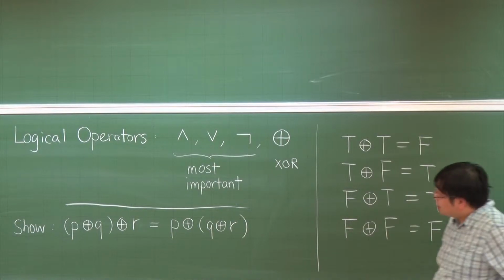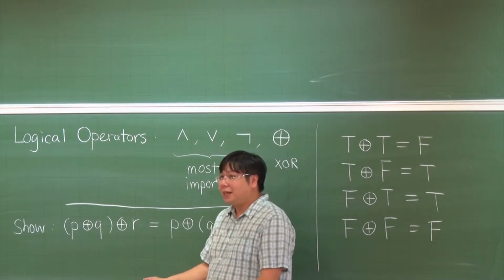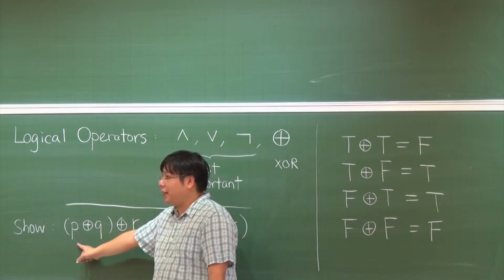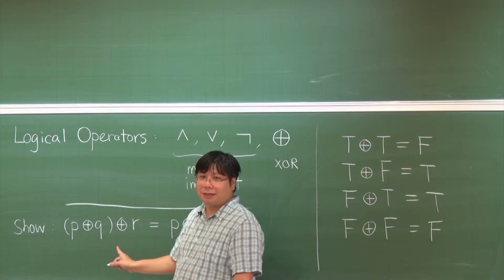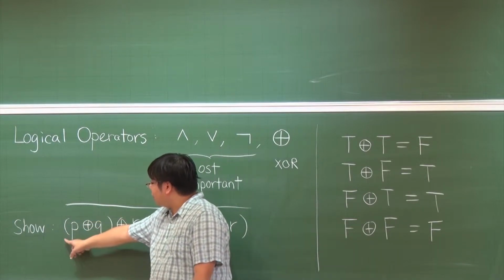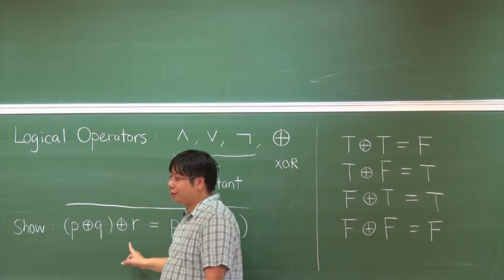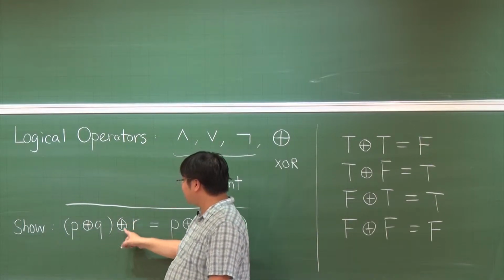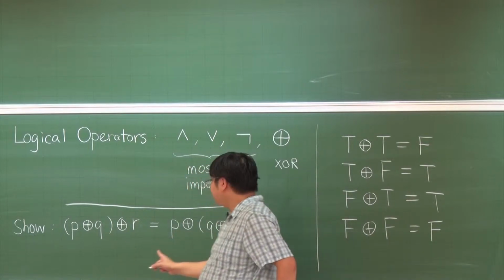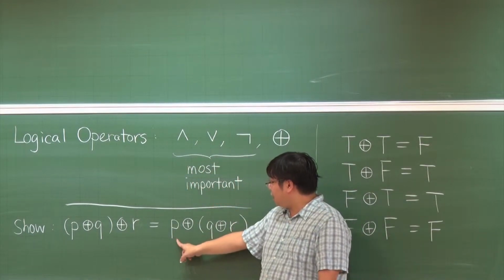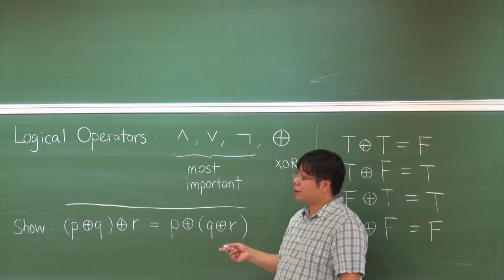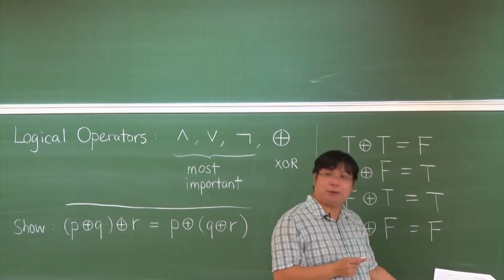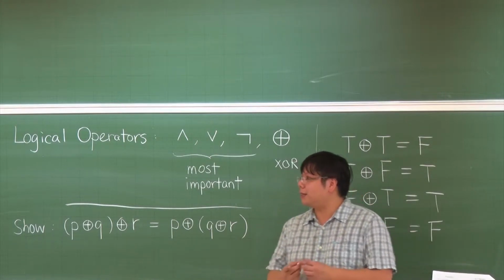Okay, and I hope you still remember that at the end of the class, I asked you to show that no matter what P, Q, R is, the result of this proposition, this is a very long proposition, right? I have P exclusive OR Q, do this first, and exclusive OR R will always be the same as P exclusive OR the result of Q exclusive OR R. Now how do we prove that? So how do we show that it is true?